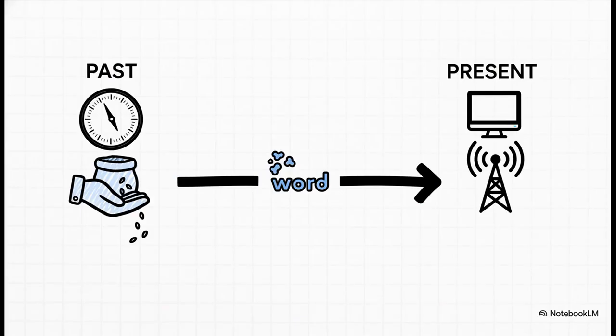Think about a word like broadcast. Originally, it literally meant to scatter seeds by hand. Now, of course, it means transmitting a TV or radio signal. These Bayesian models can actually track this semantic shift automatically.